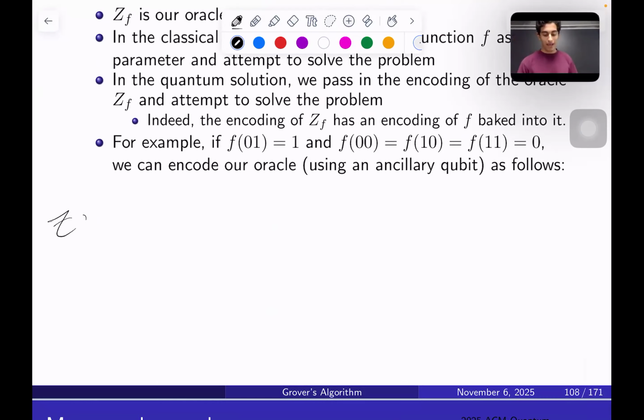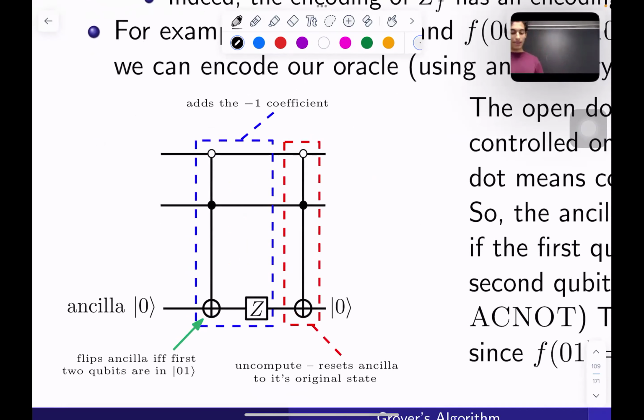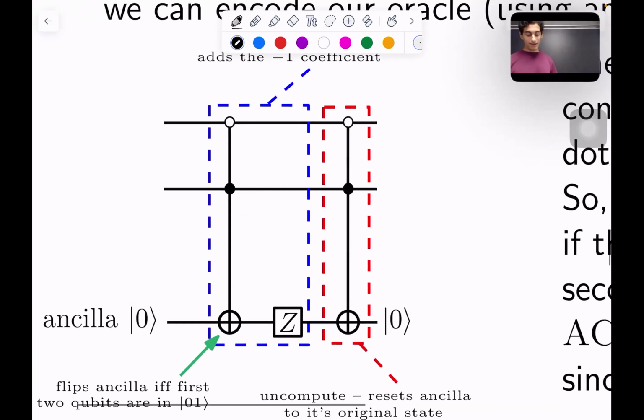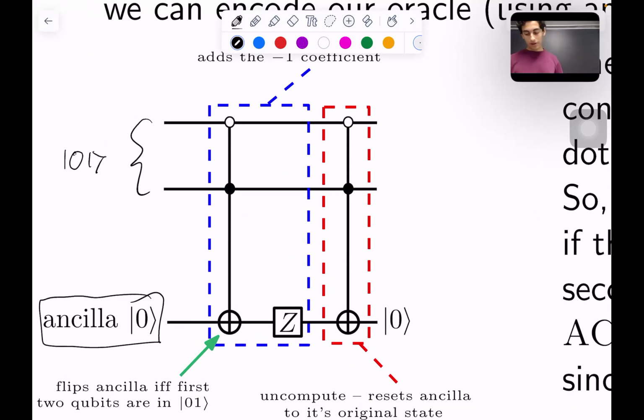So just another encoding of ZF, for example. Let's say, how do we actually implement ZF? We know what it does. How do we actually implement it? Here's our example that we've been using. 0, 1 is 1. Everything else is 0. We can encode our oracle by this circuit. What this does is it uses a helper qubit initialized in 0, and then these are two input qubits. So what do we want to do? Let's say these two input qubits are in 0, 1, and then in the output, they should be in negative 0, 1. If they're any other state, it shouldn't do anything.